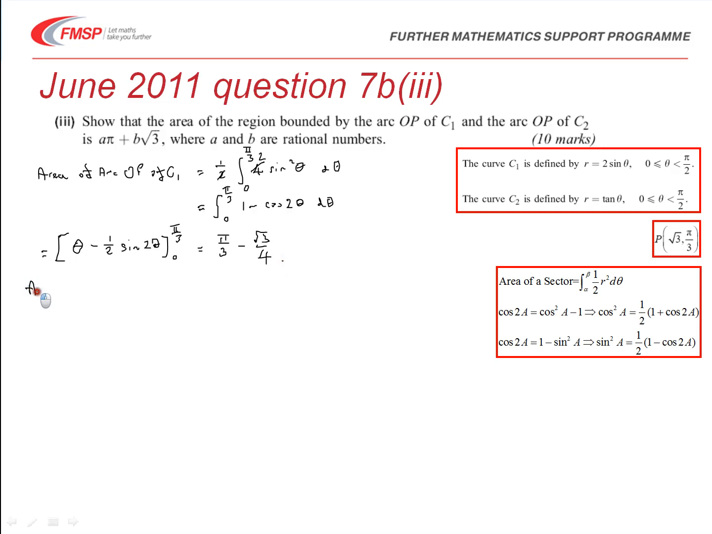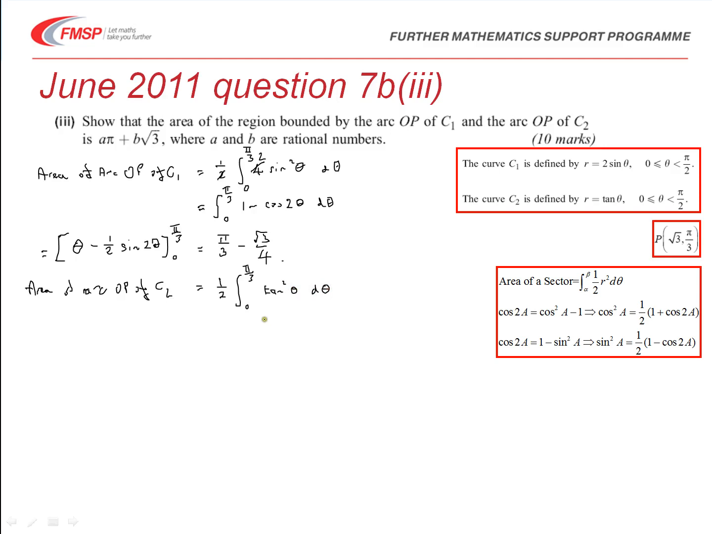Now we need to calculate the value of our second area. So that's the area of the arc OP of C2. Once again, it's going to be a half the integral. Again, the limits will be between 0 and pi by 3, the beginning and the end, the two points of intersection between the curves. And this time the function is r equals tan theta, so this will become tan squared theta d theta.